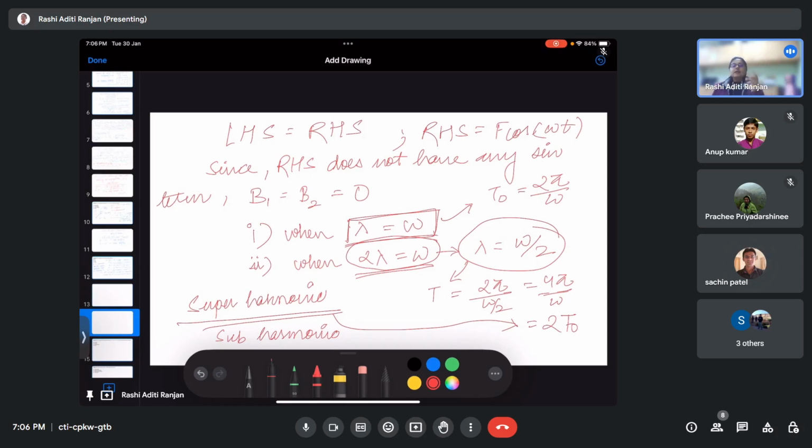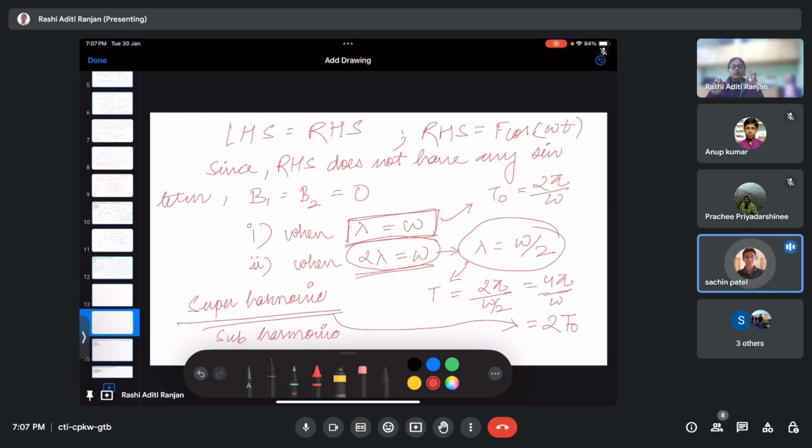But the thing is that superharmonic and subharmonic are actually defined in terms of the time period instead of omega. Intuitively, you have to always take it like this: when we say superharmonic, it means doubling of the time period, and when we say subharmonic, it means halving of the time period. And from that, derive the changes in omega.